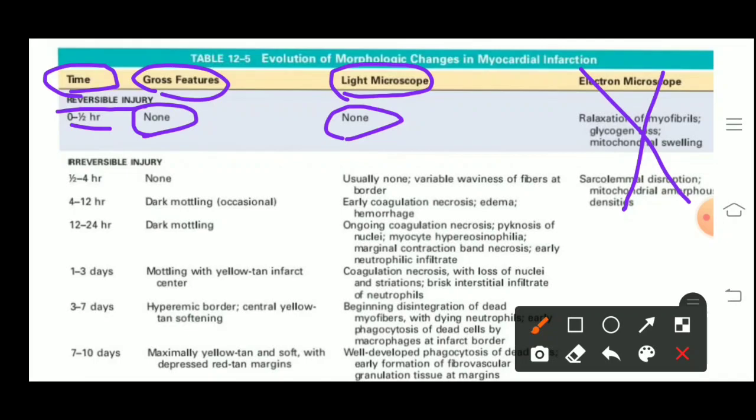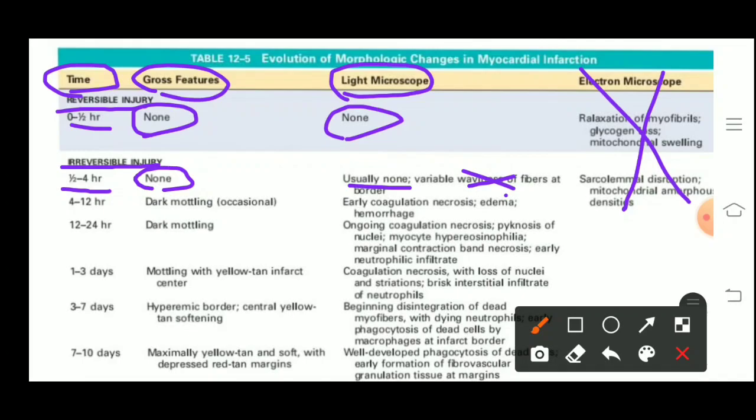Now coming to the irreversible injury, that means when necrosis had occurred, that means myocardial infarction had occurred, half to 4 hours, there will be no gross features. Okay, can you see here? No gross features. In microscopic features also there will be usually none. Keep this in mind. This variable waviness of fibers, we don't want all this. In irreversible injury, up to 4 hours after developing myocardial infarction, there will be no microscopic nor gross features.